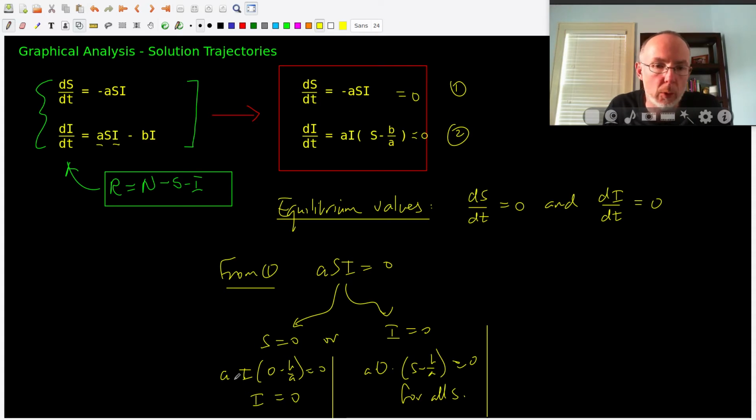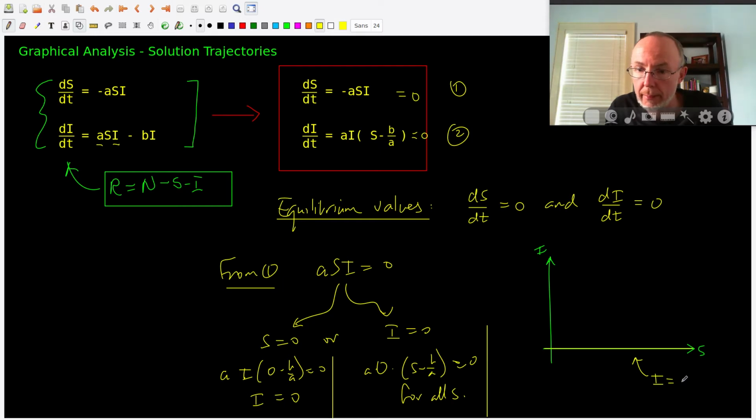So the only equilibrium points are along the line I equals 0. So sketching this back in our phase plane, the line I equals 0 is literally the x-axis, in this case the S-axis. So I equals 0 and S equals 0 is that point there. But in fact the entire line is a line of equilibrium points for any value of S. So if I is equal to 0, then the rate of change of S is 0, the rate of change of I is 0. So if I'm on a point here, I stay there forever.